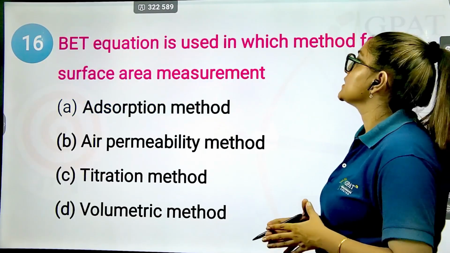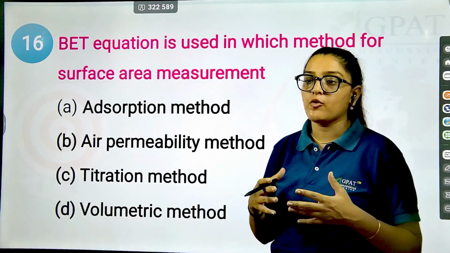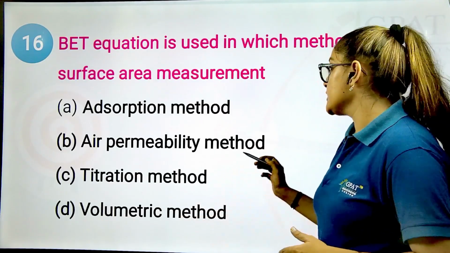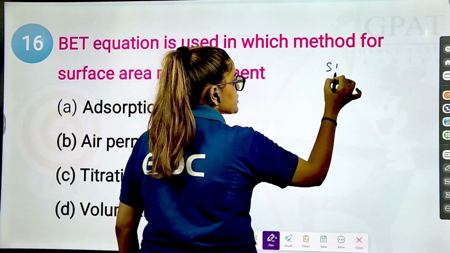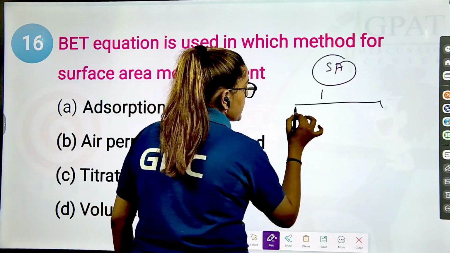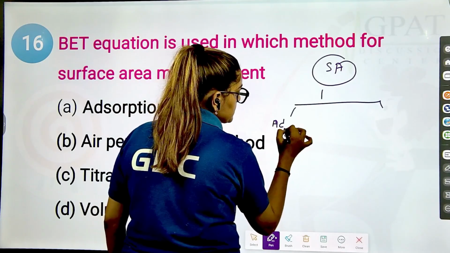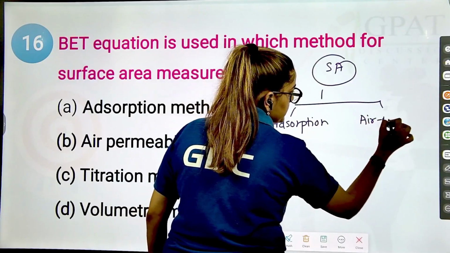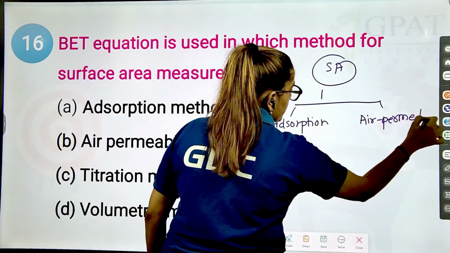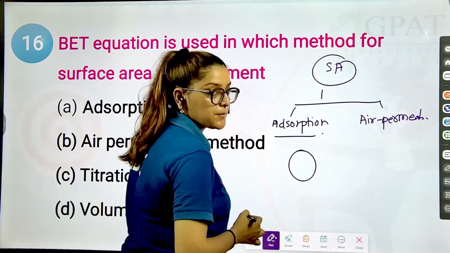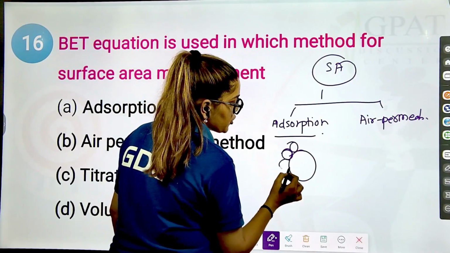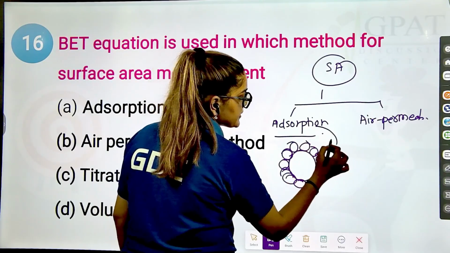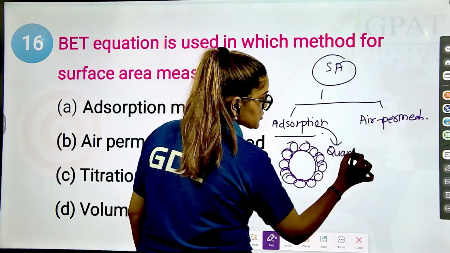Next, BET equation is used to measure the surface area for what? Adsorption, air permeability method, titration method, or volumetric method. See, for surface area determination, we use two methods. Number one is the adsorption method. Second is the air permeability method. For the adsorption method, we have a powder on which the solute or gas is adsorbed, and we can determine it. In adsorption, we use an instrument known as Quantasorb.